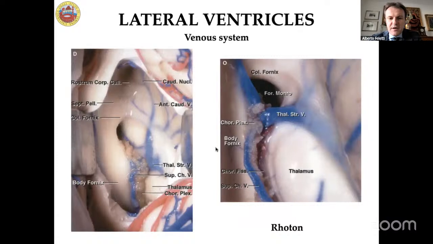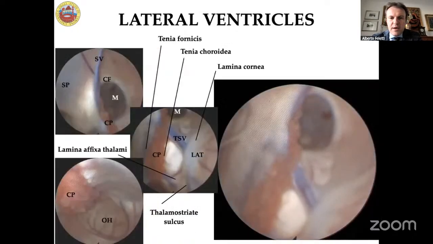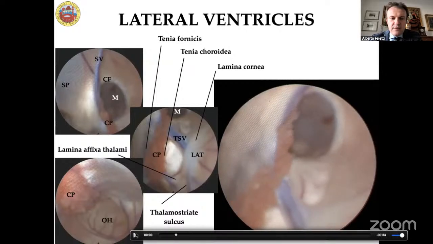These are some images taken from Rhoton showing the anatomy that the previous talk has already shown. And this is the endoscopic perspective. As you can see here in this video, we are looking at the Monro foramen with the columns of the fornix, and this is the fornix. This is the choroid plexus. This is the septal vein, and this is the thalamostriate vein.